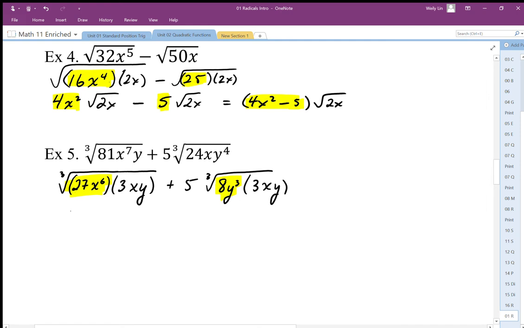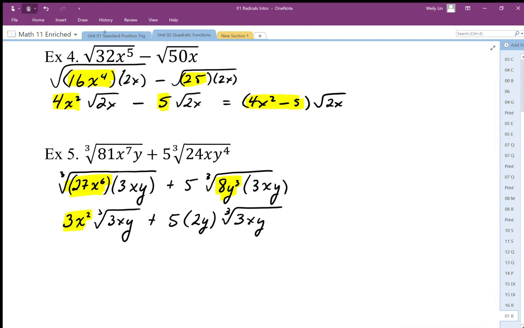So the cube root of 27 is 3. The cube root of x to the power 6 is x squared. And what's left is the cube root of 3xy. Okay, so this is the part that came out of the radical. Plus 5. When I cube root the 8y cubed, I'm left with 2y, and what's left inside the radical is 3xy. So this is a part that came out of the cube root. Now I have like radicals. These radicals are exactly the same. The part highlighted in yellow represents the counter. In fact, the 5 times 2y represents the counter.